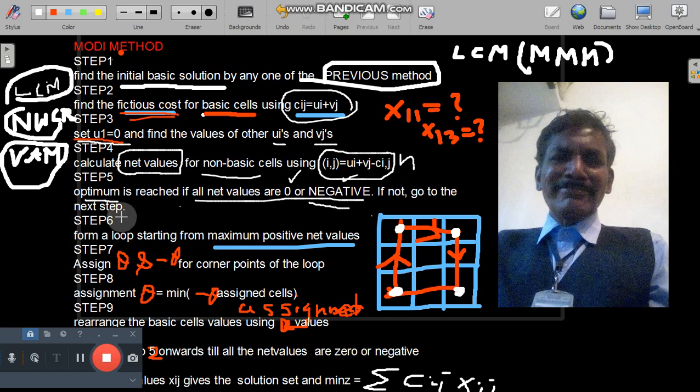So these are some of the rules of drawing a loop. This comes in step number 6. In step number 6, we have to form a loop starting from the maximum positive net value.